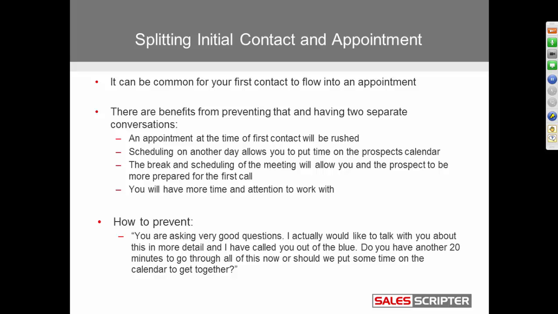Now, you can fall into a trap where you're on a cold call and a prospect asks good questions, and the next thing you know, you get so excited that someone's asking you questions that you answer their questions, and you just sort of miss the opportunity. Well, what I will say is you missed a great opportunity, which is, if they're asking good questions, that's a great opportunity for you to go for the appointment.